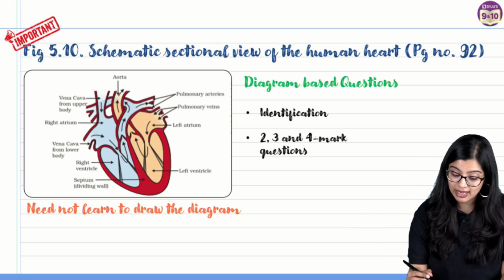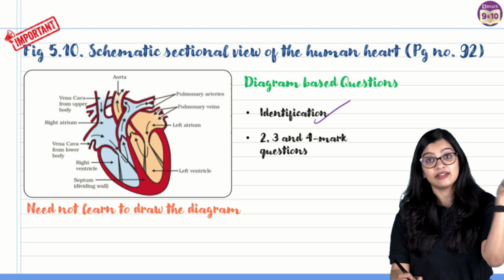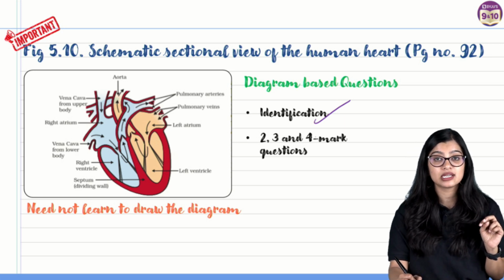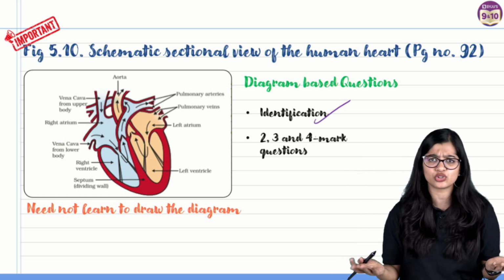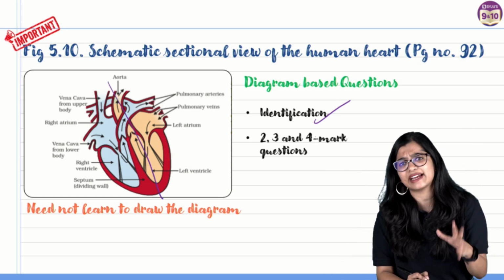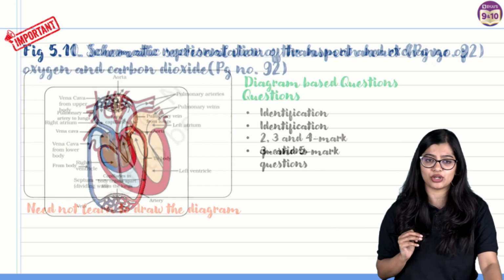But yes, they will give you the diagram, they will ask you to identify important blood vessels, they will ask you to identify important chambers, right? They can ask you questions based on this, like why is the human heart 4-chambered, or why is it divided into a right side and a left side? So these are some possible questions that can come from this particular topic.